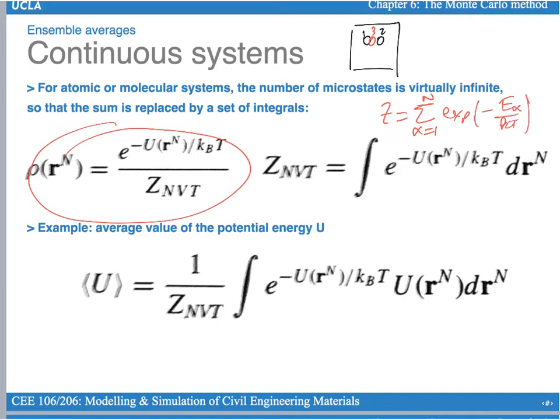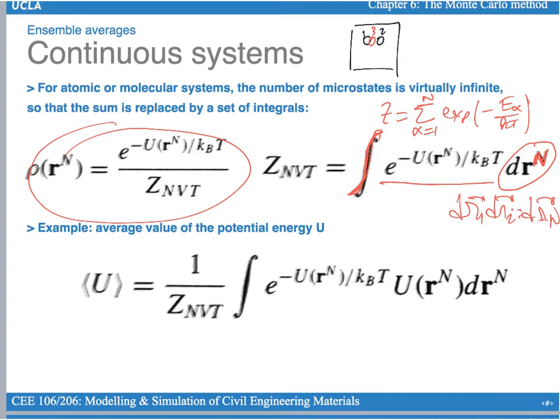In that case, if you now have a continuous system where you have an infinite number of possible positions for the atoms, you cannot do a discrete summation. You will need to do a continuous summation, so you will need to calculate the integral. In this case, it's exactly the same. Instead of doing the discrete summation, you will do an integral of the same quantity, exponential of minus energy divided by kT. But this time you will integrate over all the positions of the atoms, which can change in a continuous fashion and don't have discrete values. So this dr to the power n means that you are doing the integral over the position of atom 1, position of atom 2, etc., up to the position of atom n.